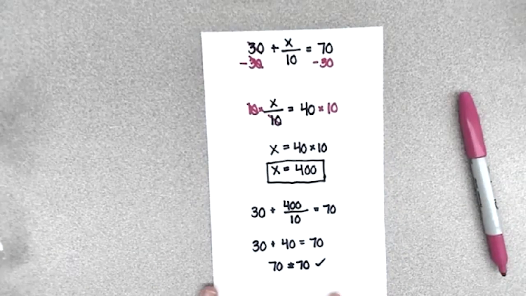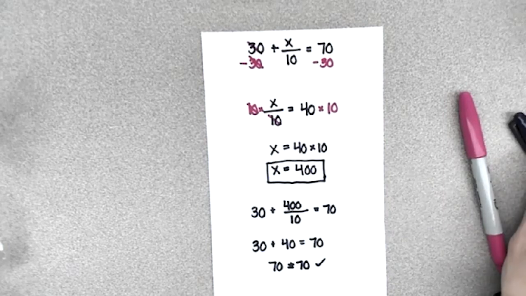All right, you are going to click on the link and you are going to mess with trying to solve for x when there is more than one step involved.